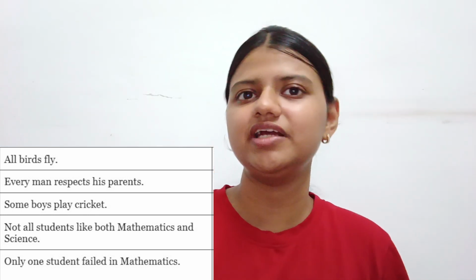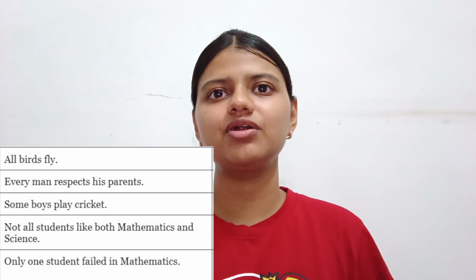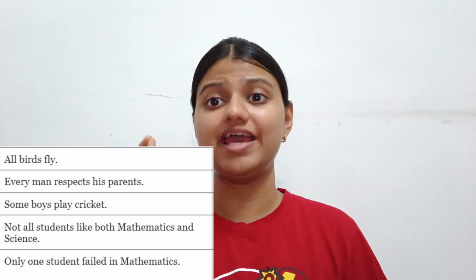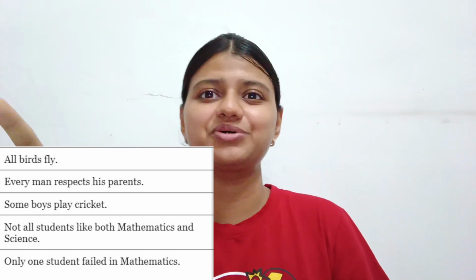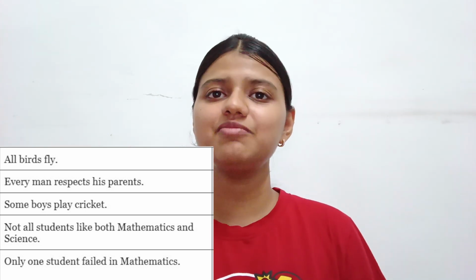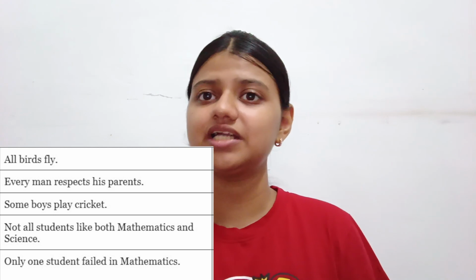Only one student failed in mathematics. So here what I'm going to do is I will be using the existential quantifier again. Those who guessed, you guys are right. And I'm going to put the not symbol for saying that not every student has failed. Only one person has failed.